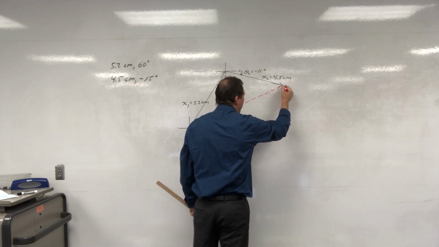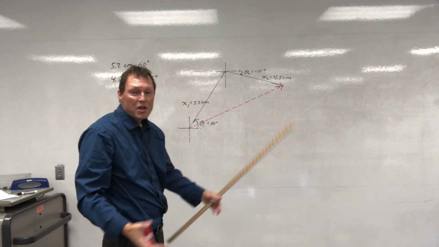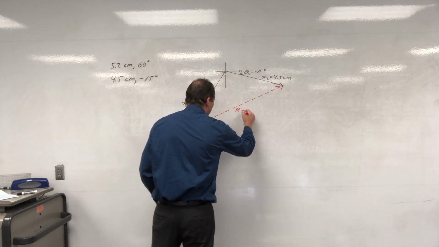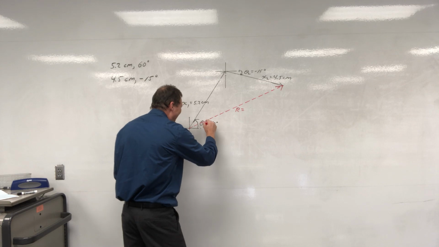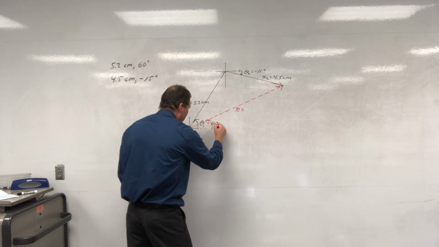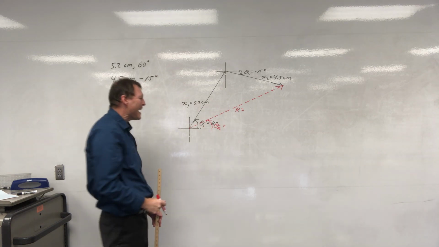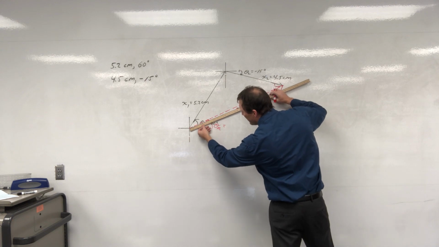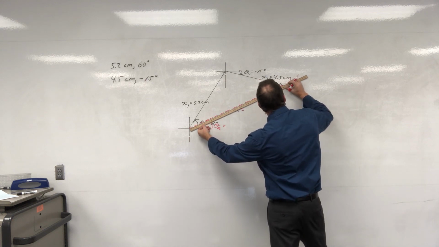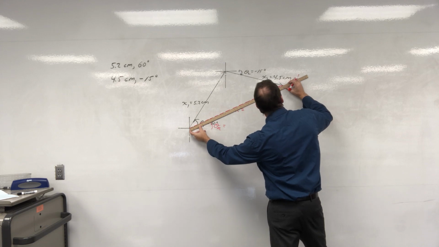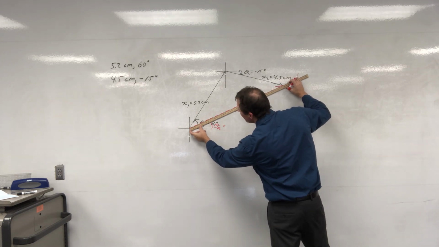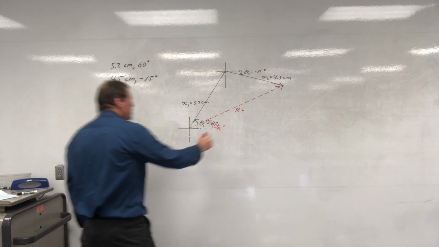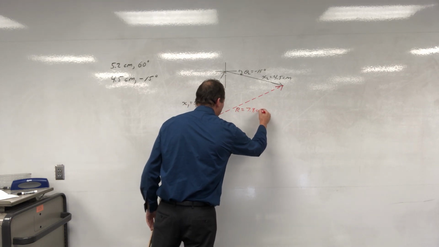I want to put an arrowhead on this because my resultant is also a vector. I'm going to measure the length of that, and I'm also going to measure the angle it makes with the horizontal. That's my resultant angle. So if I measure this out, it should come out to be about 7.8 centimeters.